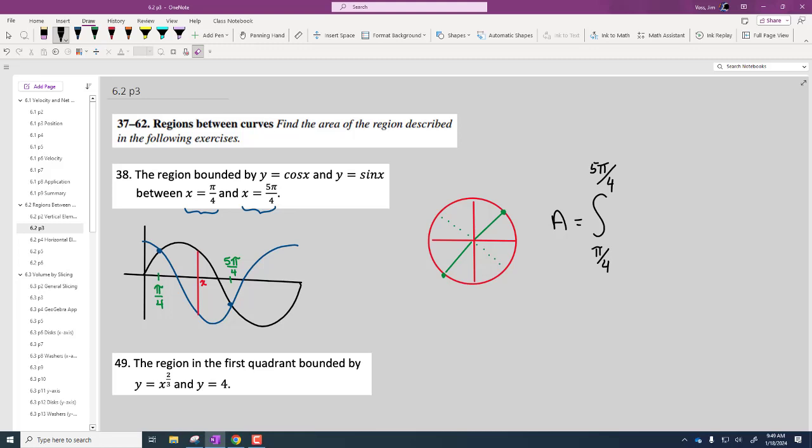So what is the upper curve here? Upper curve would be sine. Sine. So we're going to do sine minus cosine.